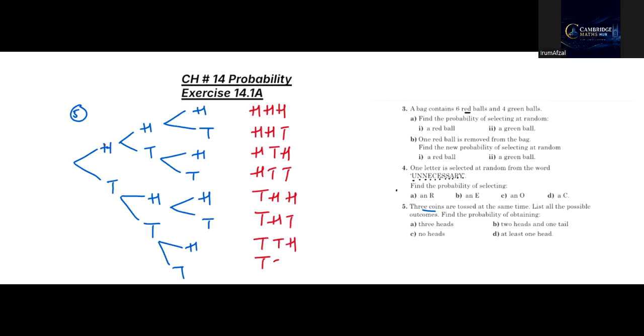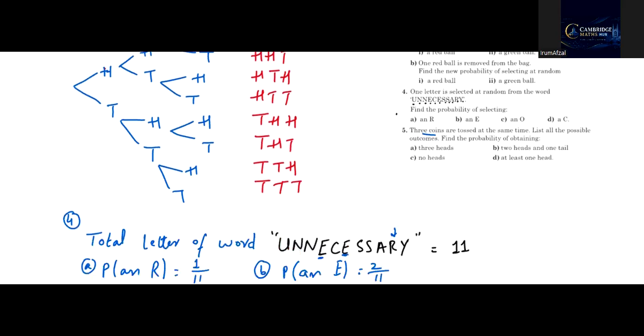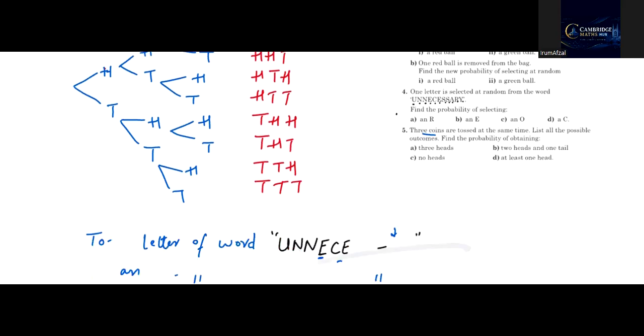It means that how many possible outcomes we have? 1, 2, 3, 4, 5, 6, 7, 8. 8 total possible outcomes. So we have these over here. Let's erase it and then just find out the question number. For the question number 5, we are going to find out the answers.